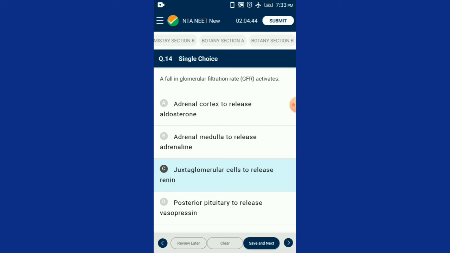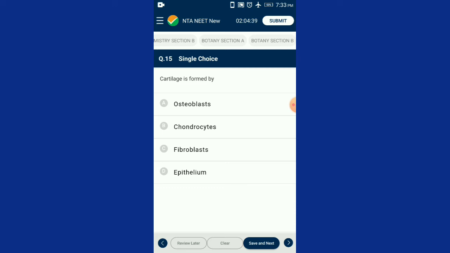Question number 15. Cartilage is formed by chondrocytes. Cartilage is a solid but semi-rigid and flexible connective tissue. Cartilage is a non-vascular connective tissue consisting of chondrocyte cells embedded in a resilient matrix of chondrin. Chondrin is a protein of cartilage.